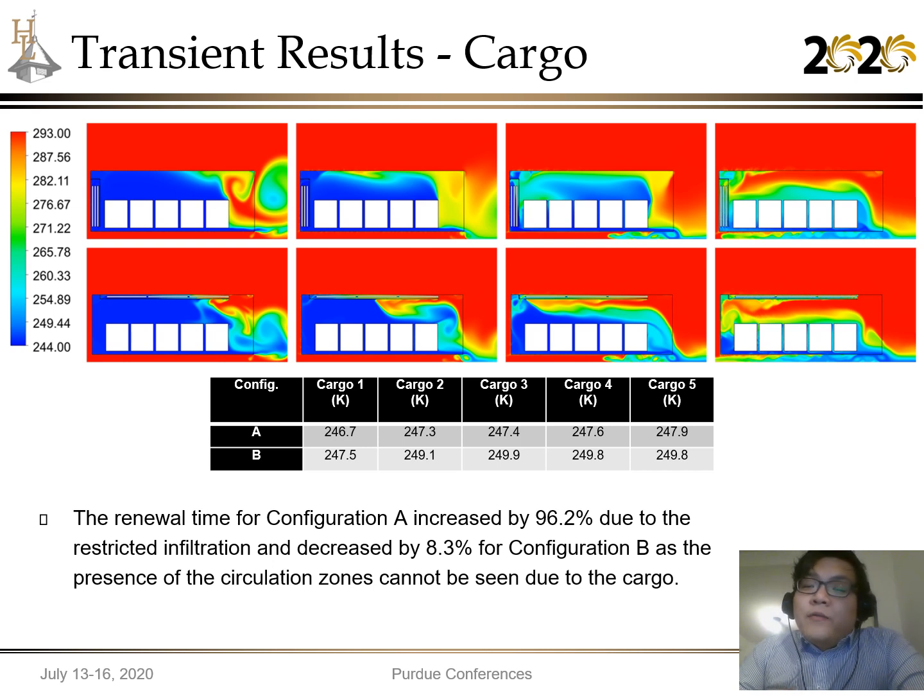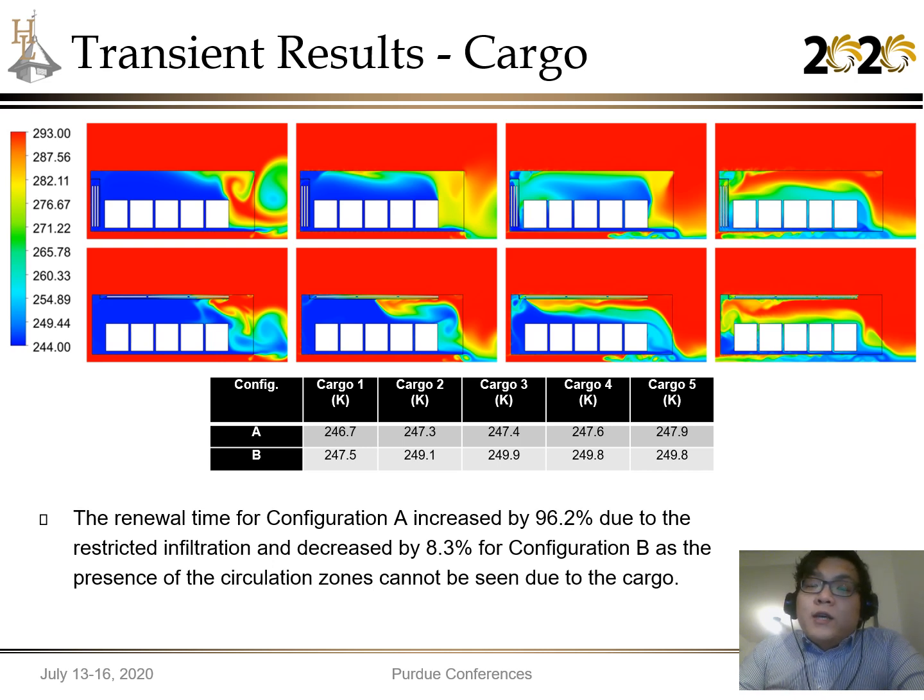Because of this limited infiltration that occurs due to the exiting cold air on top of the cargo, the renewal time for configuration A increased by 96.2%. However, it decreased by 8.3% for configuration B, as the presence of the circulation zones cannot be seen by the car due to the presence of the cargo.